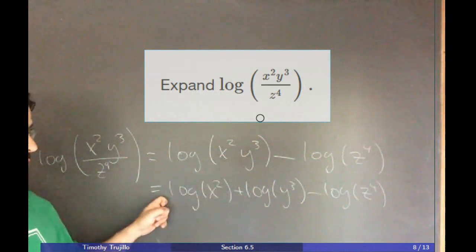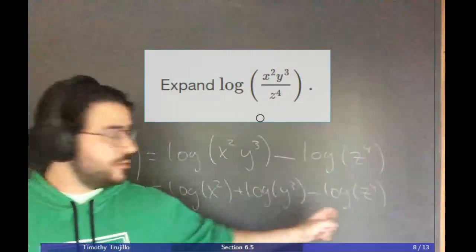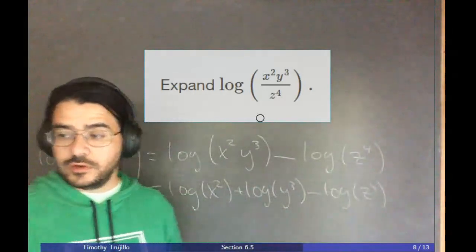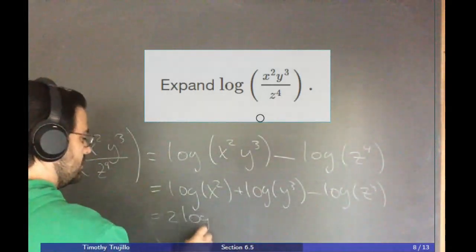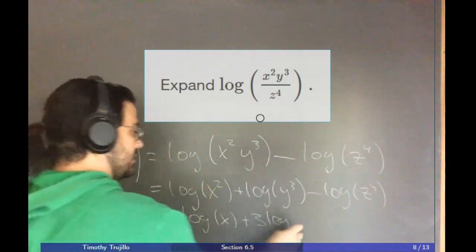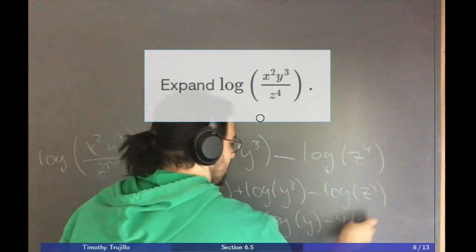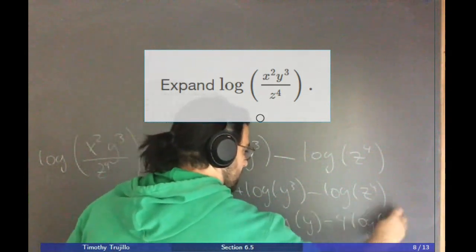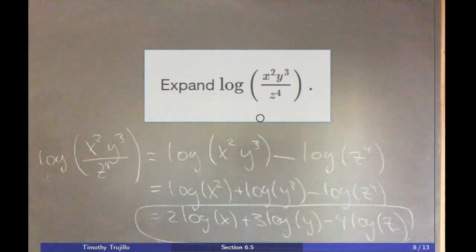We'll bring this 2 to the front. We'll bring this 3 down to the front. And then we'll bring this 4 down to the front as well. And we end up with 2 log base 10 of x plus 3 log base 10 of y minus 4 log base 10 of z. And this is the expanded form of this logarithmic expression.